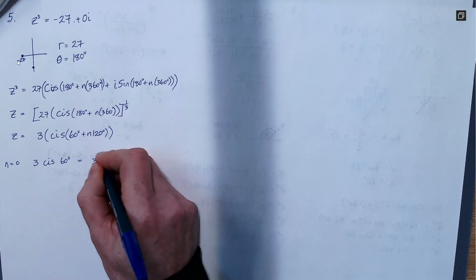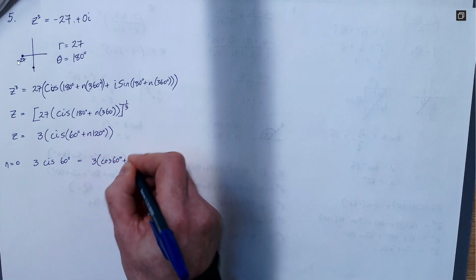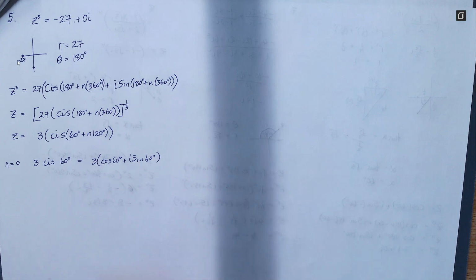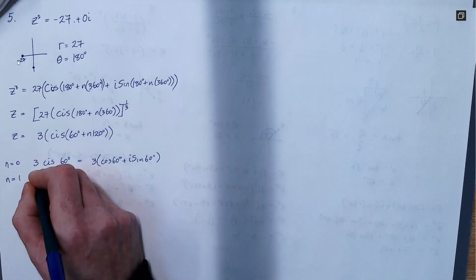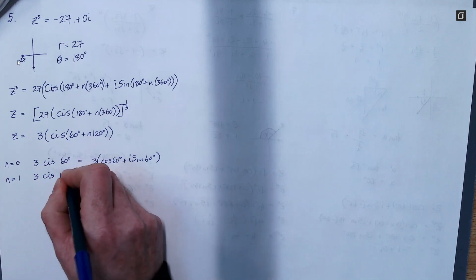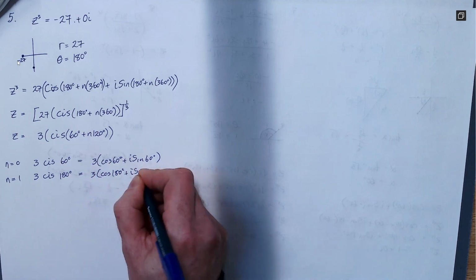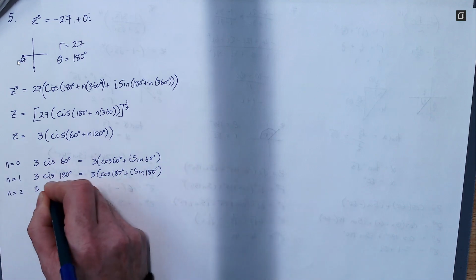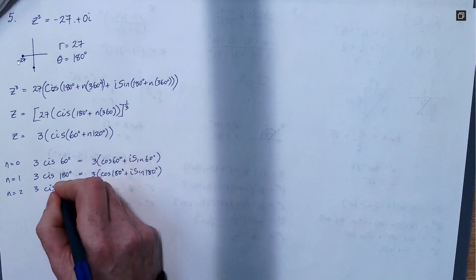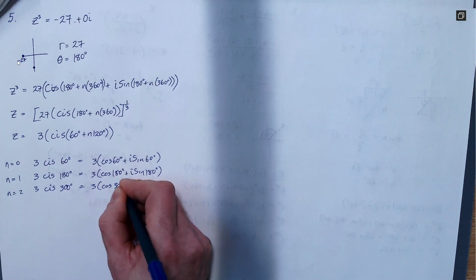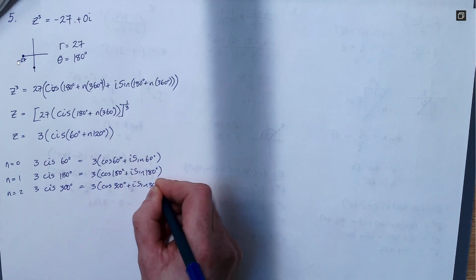So z is 3 cos 60 degrees plus i sine 60 degrees. Then for n equals 1, 3 cis of 180 plus 360 over 3, which is 3 cos 180 plus i sine 180. For n equals 2, 3 cis of 180 plus 720 over 3, which is 3 cis 300 degrees, which is 3 cos 300 plus i sine 300 degrees.